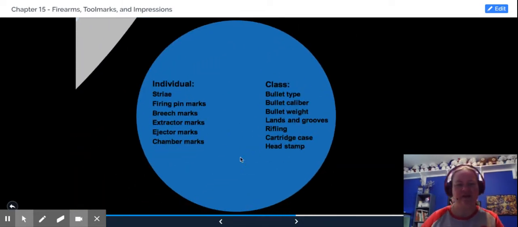Okay, and again, here is a quick summary. Individual characteristics or individual evidence would be striae or striations, firing pin marks, breech marks, extractor marks, ejector marks, and chamber marks. And class evidence would be bullet type, bullet caliber, bullet weight, lands and grooves, rifling, cartridge case, and head stamp.